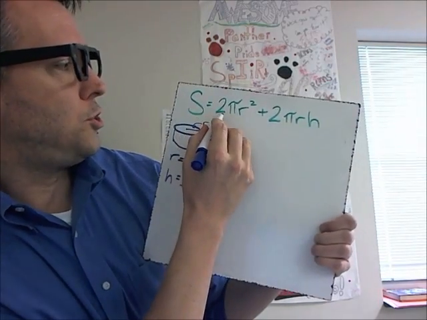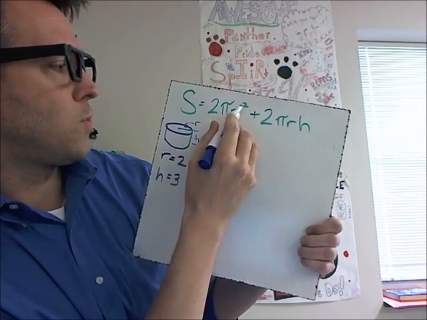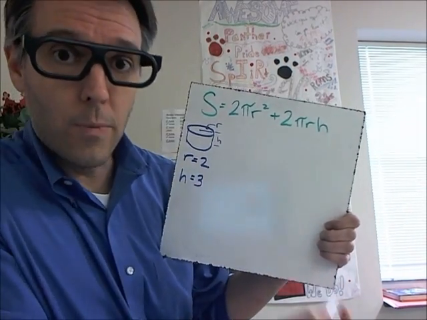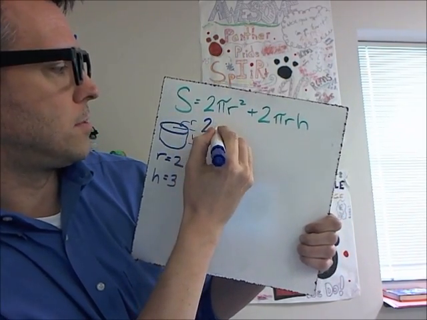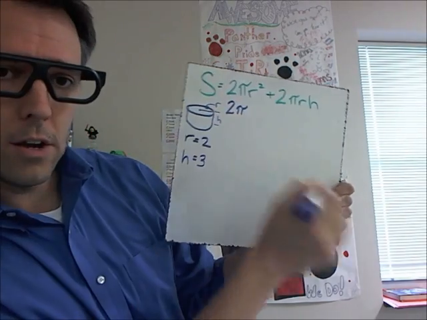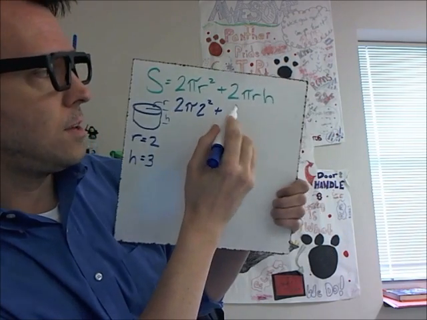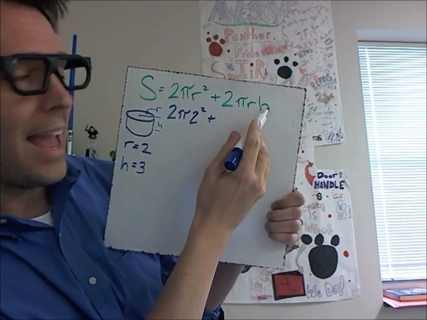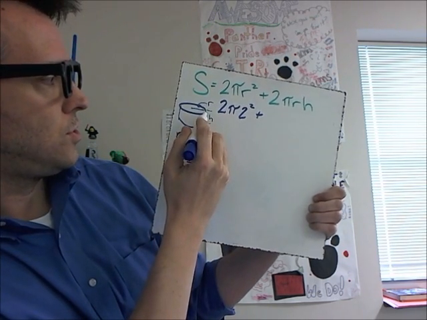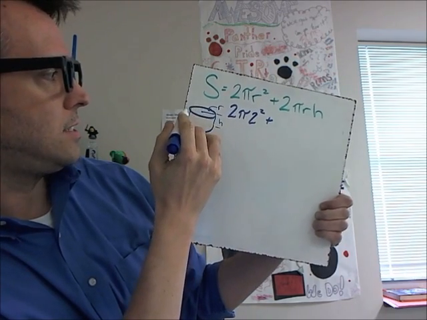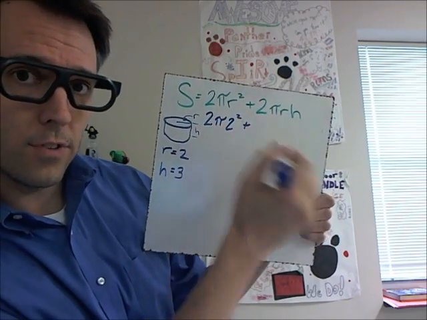Pi r squared is the area of a circle, and we have 2 circles, so there are 2 of them. That's why it's 2 pi r squared. Now I'm going to plug in some numbers. 2 pi, what's my r? 2 again. 2 squared. Plus the 2 pi r h. That's the height of this cylinder, and we want the distance around it. So that's 2 pi r, the circumference of that circle.